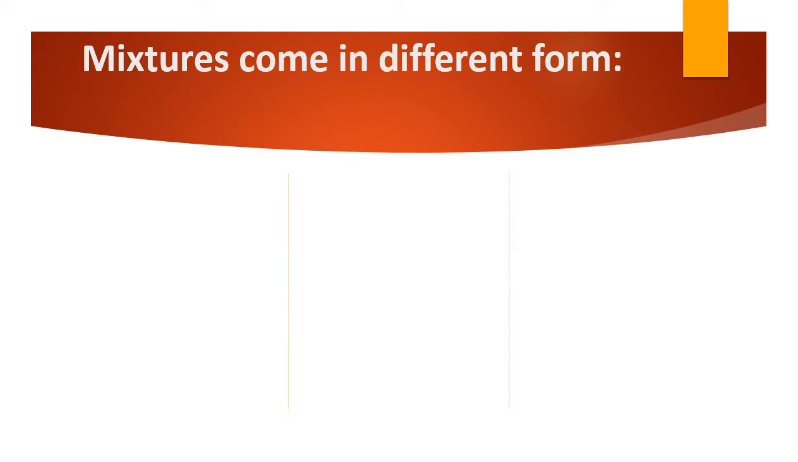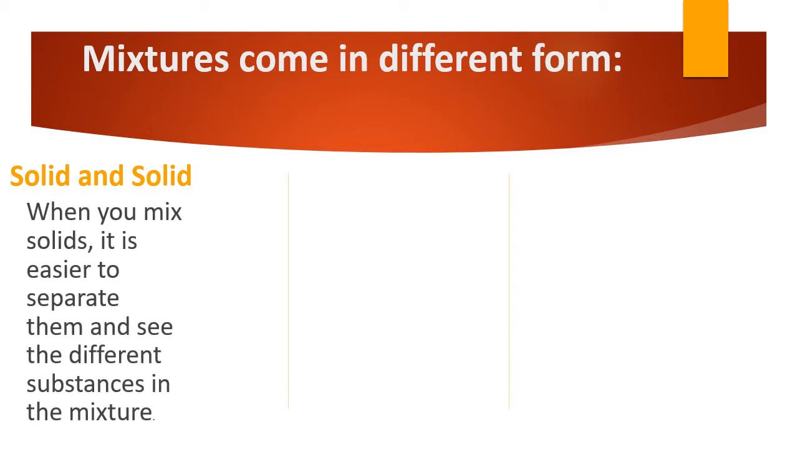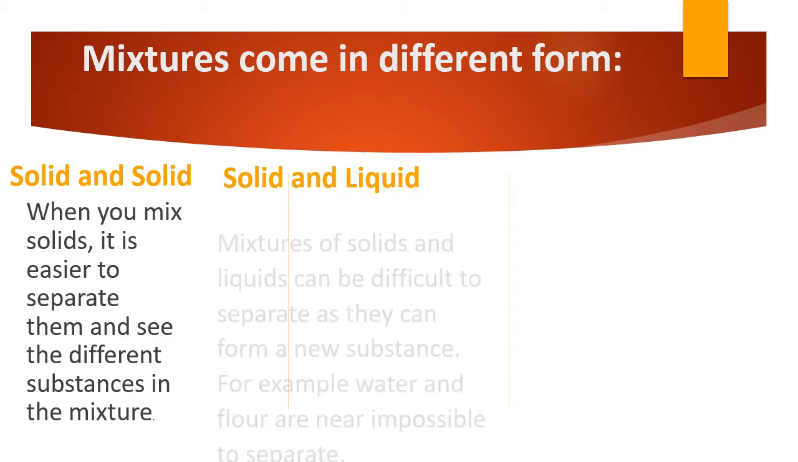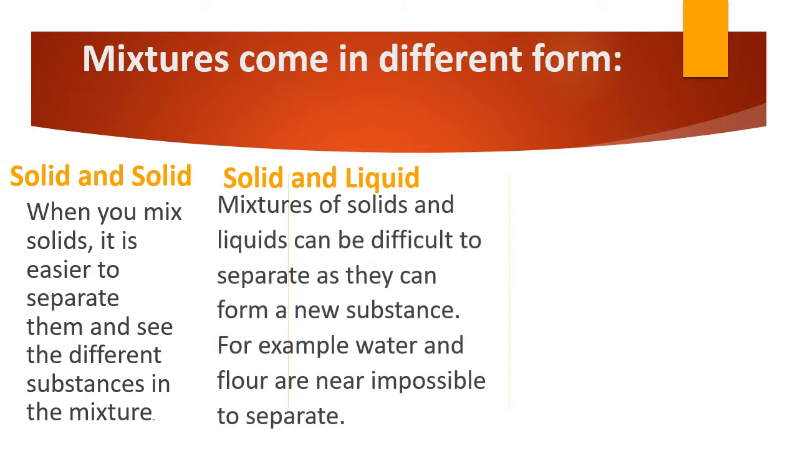Mixtures come in different forms. Solid and solid mixtures. When you mix solids, it is easier to separate them and see the different substances in the mixture. Solid and liquid mixtures can be difficult to separate as they can form a new substance. For example, your water and flour are nearly impossible to separate.